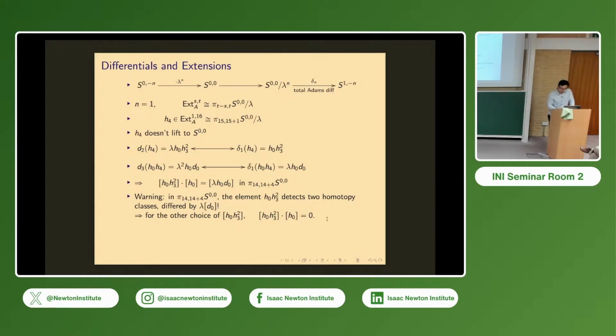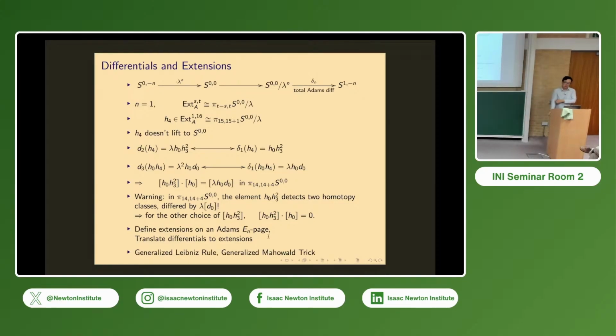All right, having seen these examples, you can imagine making a rigorous definition of extensions on the Adams E_m page, and also being able to translate differentials to extension problems. By setting up some very strict conditions, such as no crossing differentials, we can state some general rules called the generalized Leibniz rule and the generalized Mahowald trick.